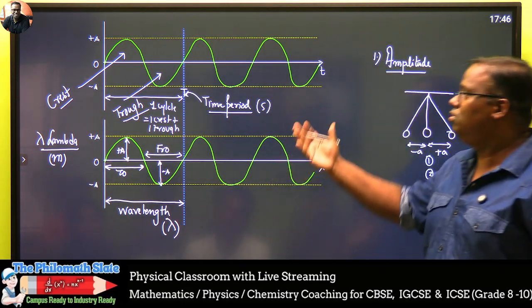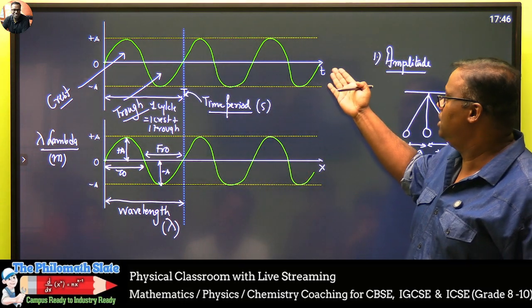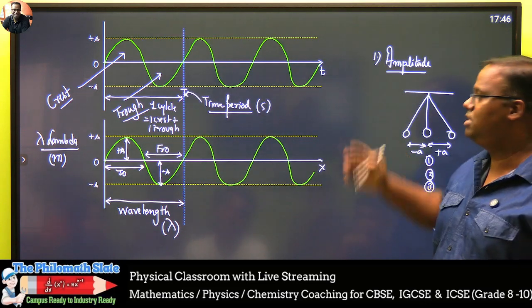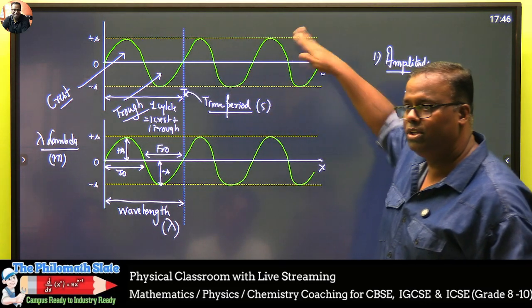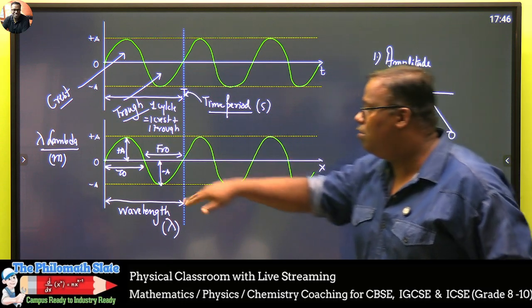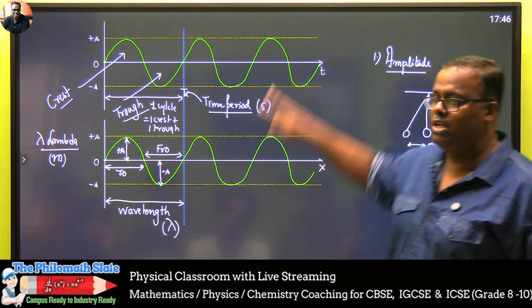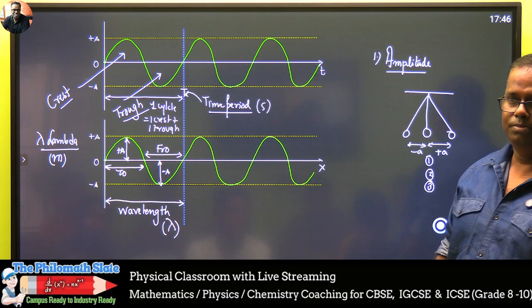I am trying to draw the wave under two axes. One is time and one is displacement. Time means how is the wave propagating with respect to time? How much distance is the wave propagating? It is the same wave. Clear हुआ इतना?